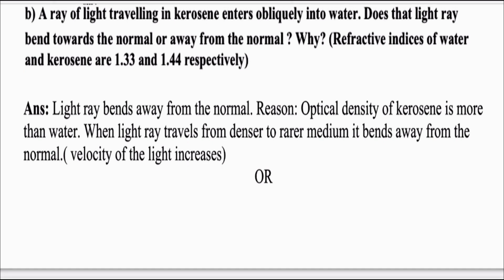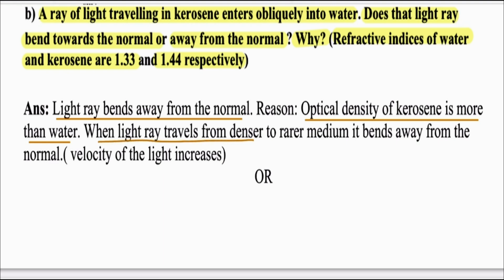B. A ray of light traveling in kerosene enters obliquely into water. Does that light ray bend towards the normal or away from the normal? Why? The refractive indices of kerosene and water are given as 1.33 and 1.44 respectively. Answer: the light ray bends away from the normal, and the reason is that the optical density of kerosene is more than water as given above. When the light ray travels from a denser to a rarer medium, it bends away from the normal, which means the velocity of the light increases.